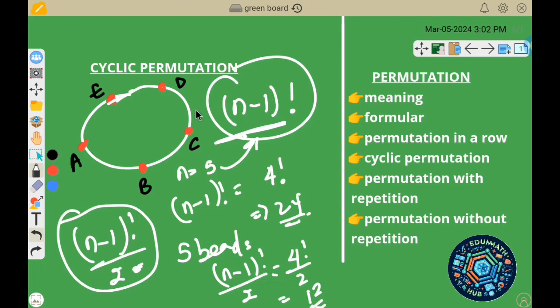Very, very simple. If it's a circular arrangement that is rigid, that cannot be turned around on itself, the formula is (n minus 1) factorial. But if it's like a wire or a bead, then the formula is (n minus 1) factorial divided by 2.